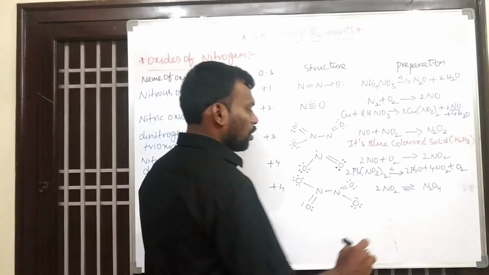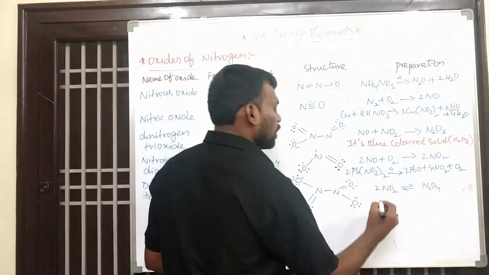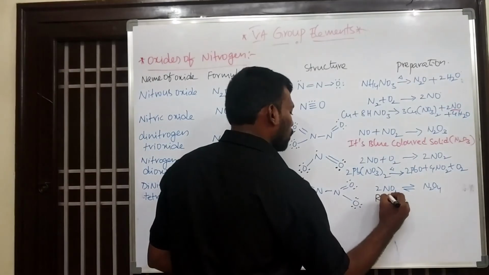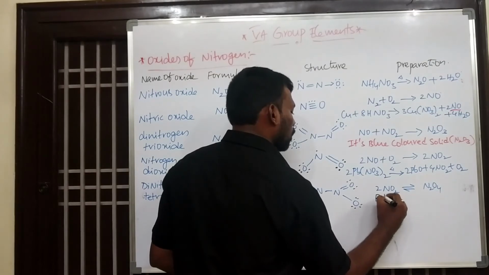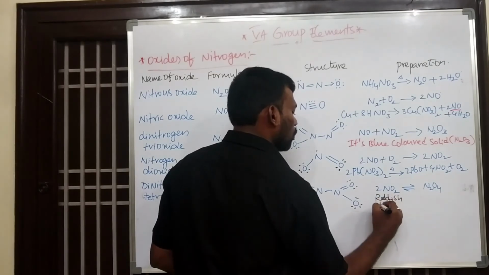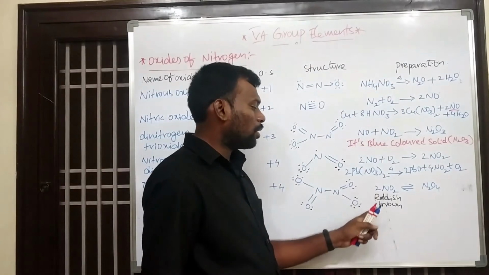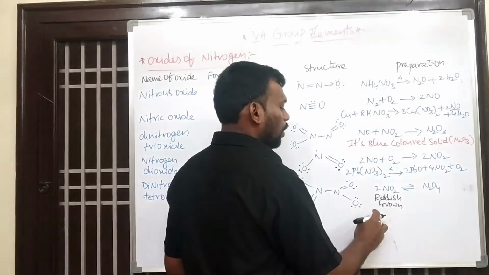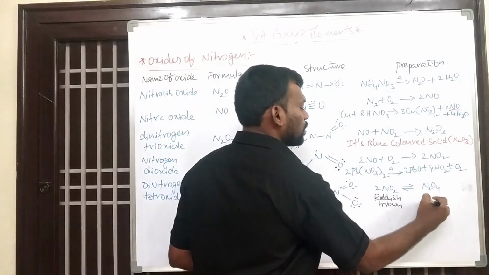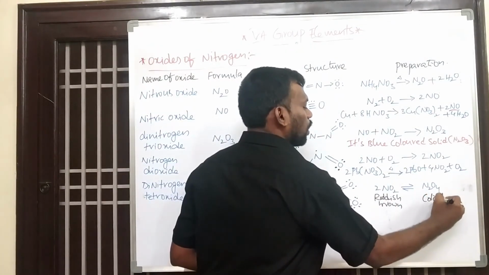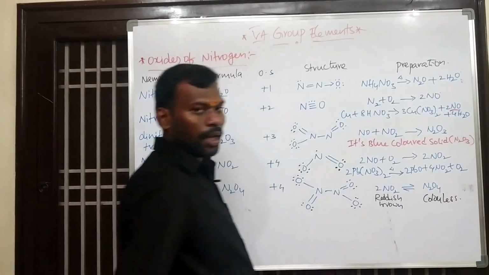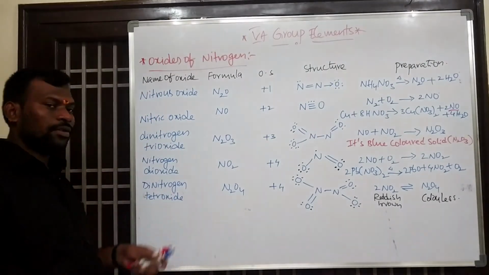Actually, nitrogen dioxide is a reddish brown color. So nitrogen dioxide is present in reddish brown color, but when it changes to the dimeric form, it is colorless. Okay, this is dinitrogen tetroxide.